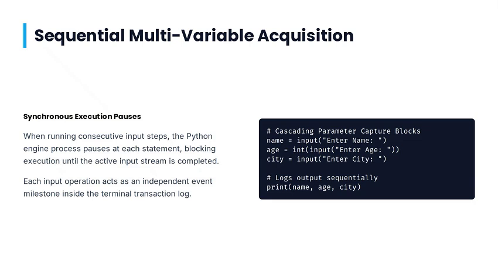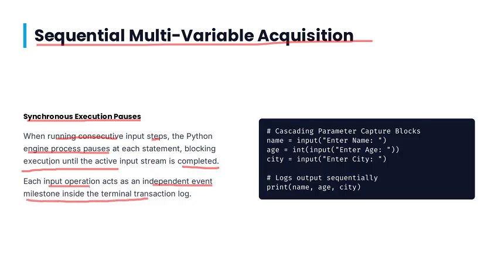Sequential multivariable acquisition. Synchronous execution pauses. When running consecutive input steps, the Python engine pauses at each statement, blocking execution till the input stream is completed. Each input operation acts as an independent event milestone inside the terminal transaction log.